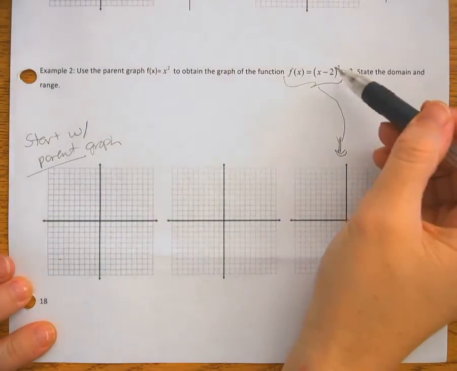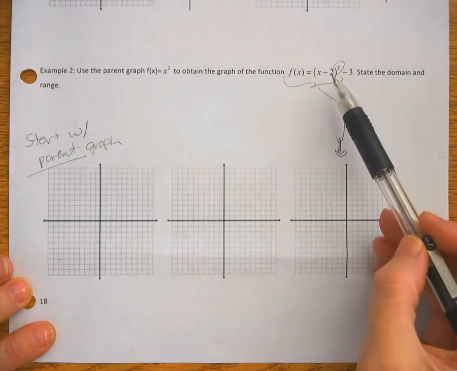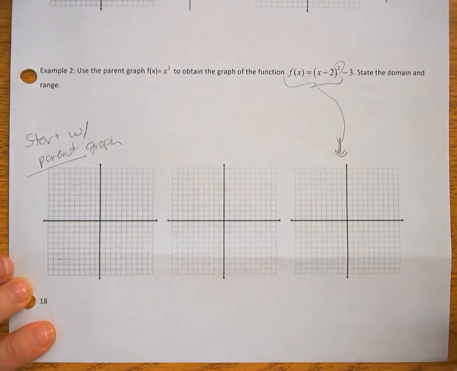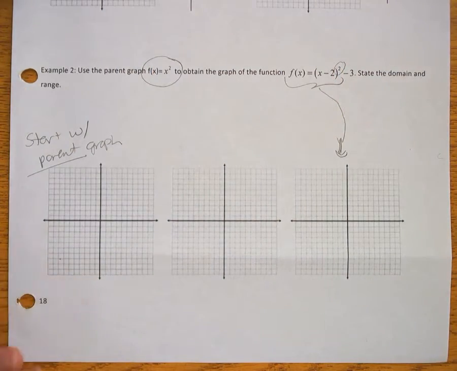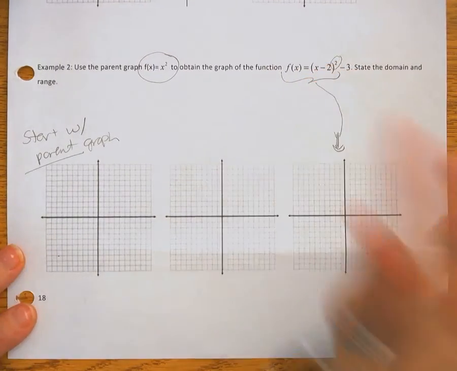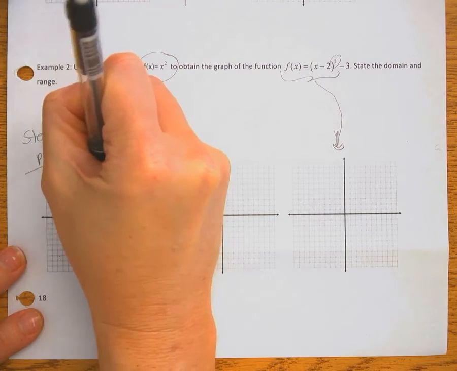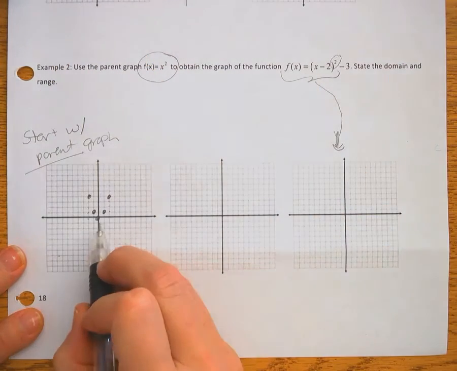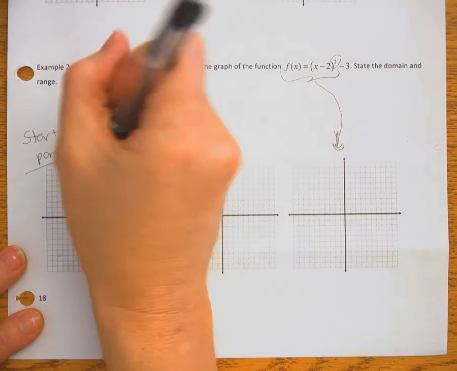So the parent graph, of course, you look for what the equation is saying. The equation is saying you take your input and you square it. Okay, so that's how I know the parent graph is x squared, because that's what's happening to the input of this function. So I'll graph the x squared parent graph. And that's the one that's 0, 0. You go over 1, up 1, over 2, up 4, over 3, up 9, so on and so forth.